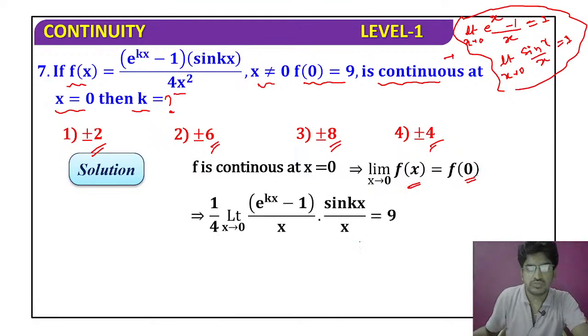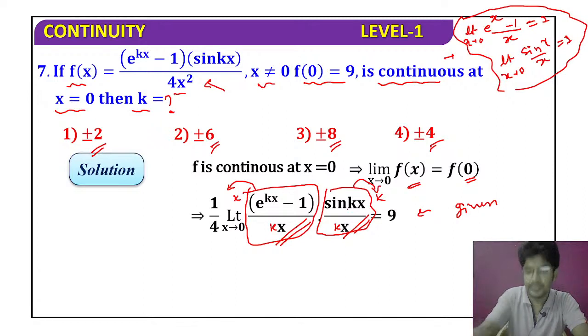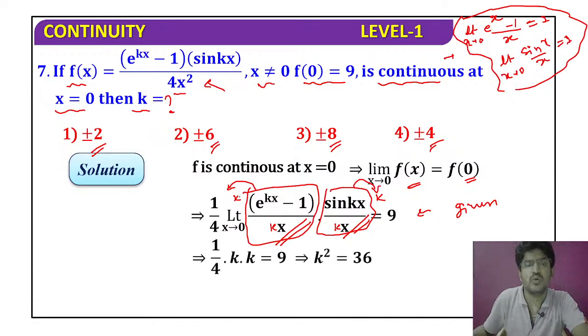So see here, I have taken our given particular f of x. This is given. Now what I will do, I will multiply by k and I will divide by k. So this complete term becomes 1. 1 into k is k, 1 into k is k.